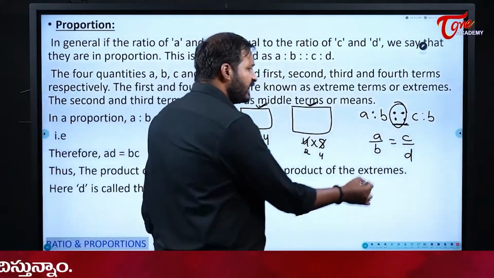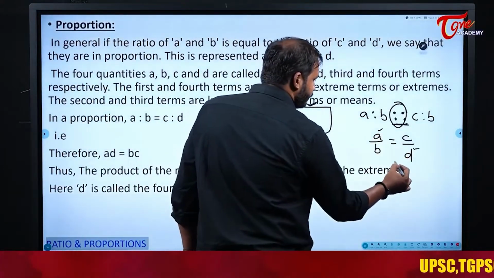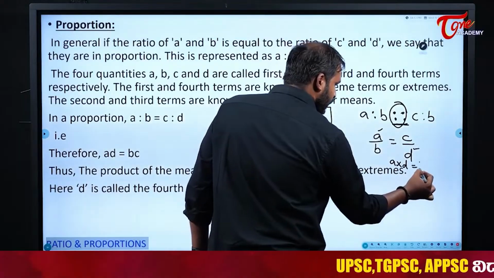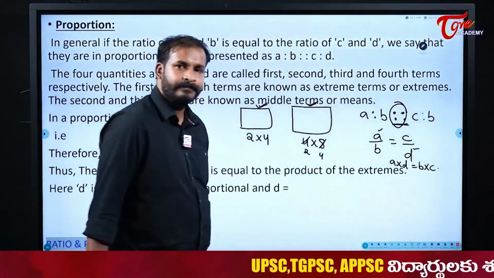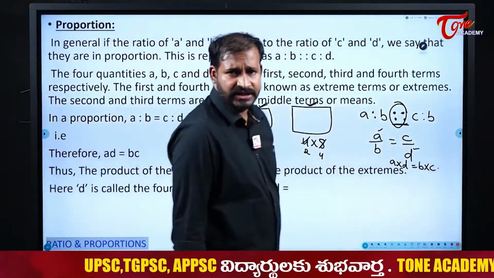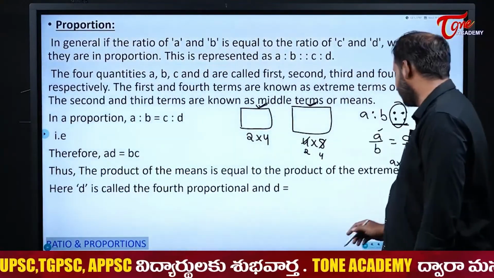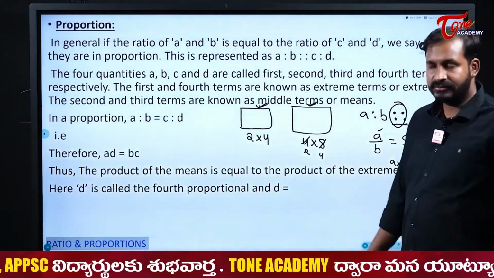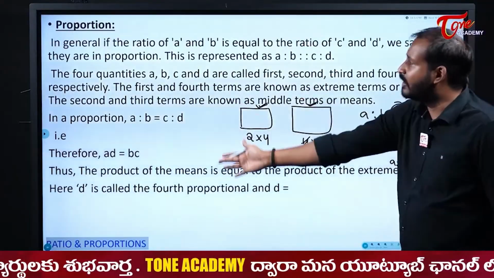When I write in this manner, what happens here for me? A into D is equal to B into C. Understood? So the same thing I have written here.